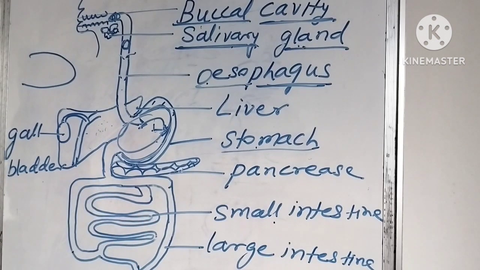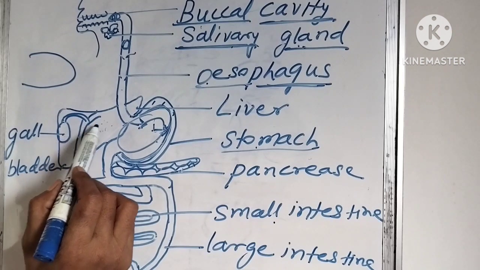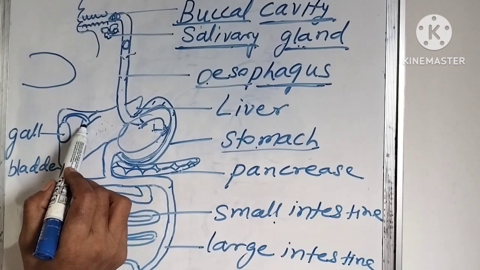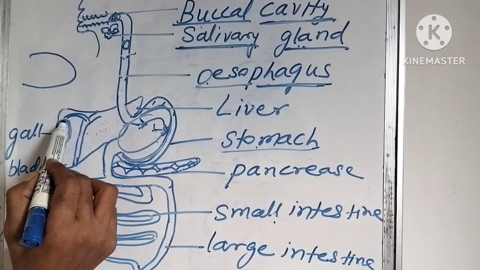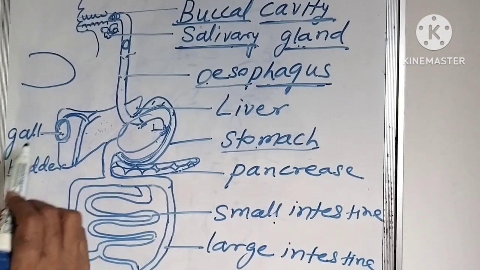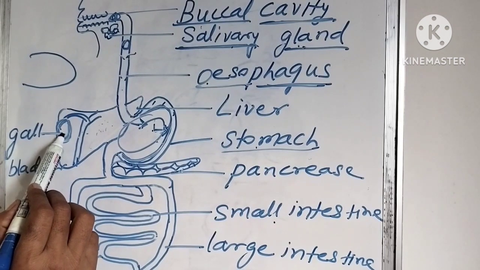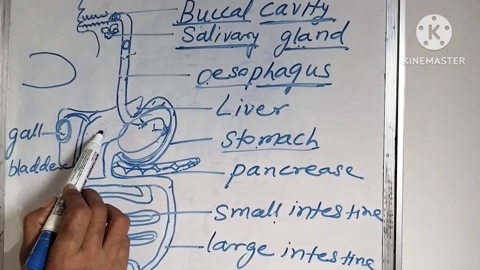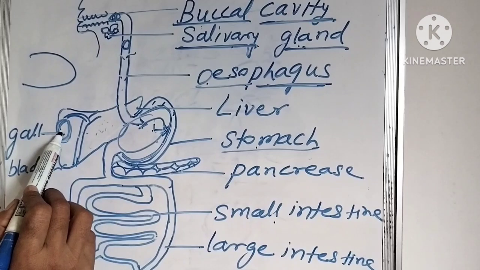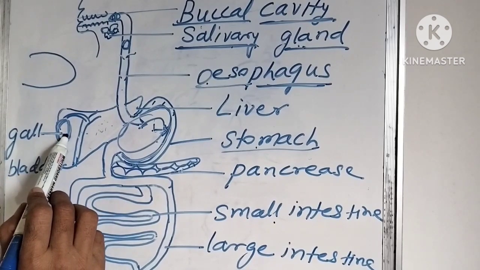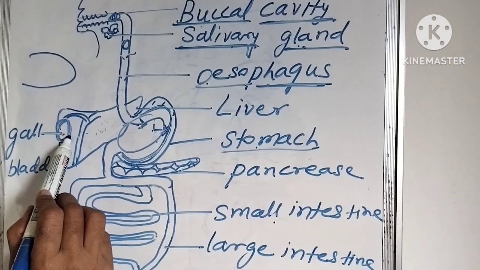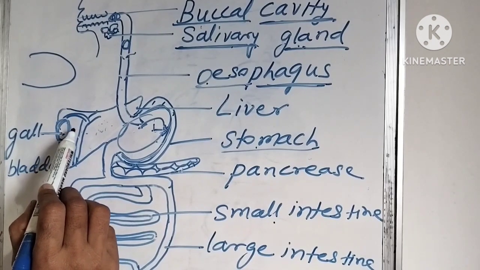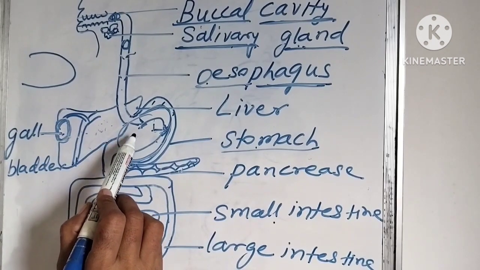It secretes bile juice that is stored in a sac called the gallbladder. So the liver secretes bile juice, and this bile juice is stored in a sac-like structure known as the gallbladder. When digestion starts in the stomach, at that time this bile juice is used for digestion.